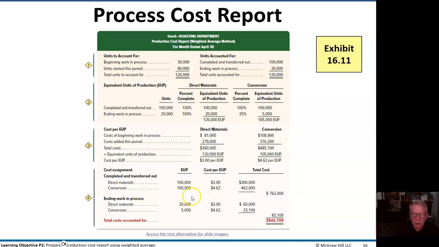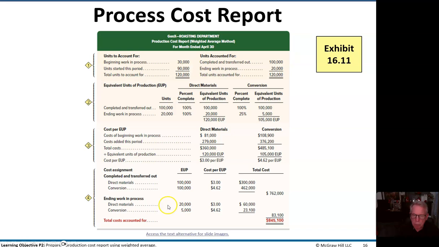Now we take the units here, direct materials 100,000, conversion 100,000, and multiply them through by the two appropriate costs per equivalent unit of production, and that comes out to a total cost of $300,000 for direct materials and $462,000 for conversion, a total of $762,000 for completed and transferred out.